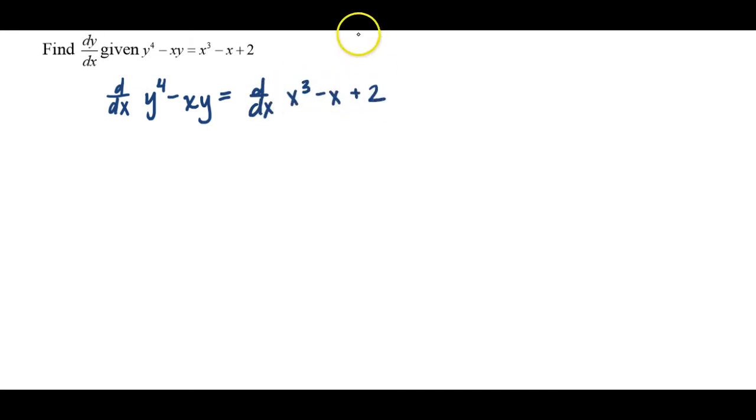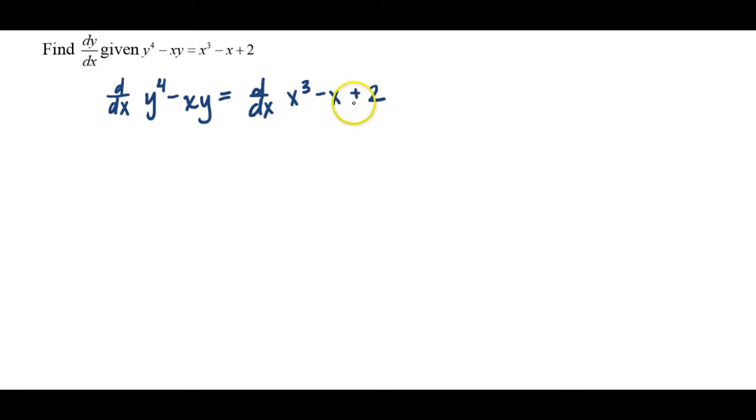Alright, now let's find dy/dx given y to the fourth minus x times y equals x cubed minus x plus 2. This is an implicit relation because I cannot isolate and get the y by itself here. So I need to take d/dx of both sides because I want to find dy/dx. So I need to find the derivative with respect to x of both sides. So d/dx of y to the fourth minus x times y, and d/dx of x cubed minus x plus 2.